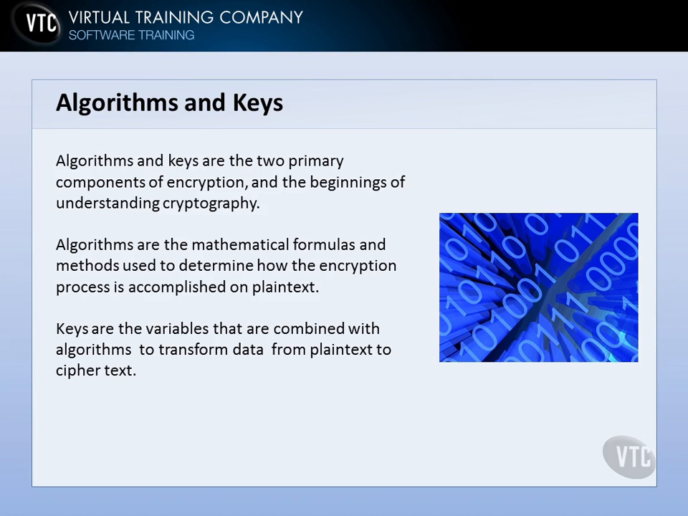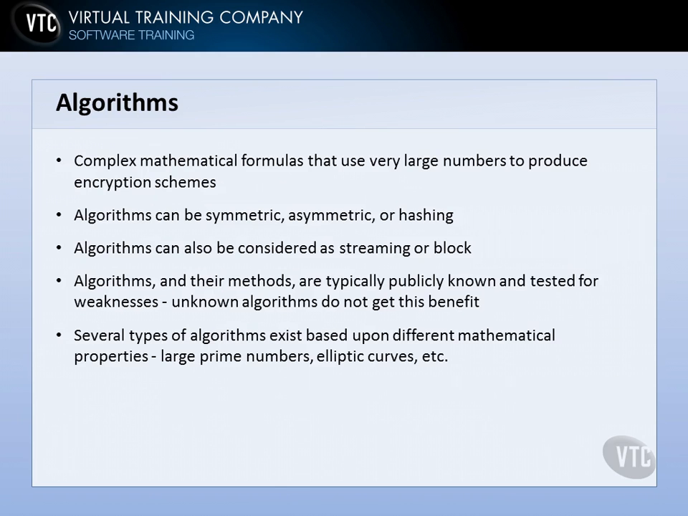The keys, on the other hand, are the variables that are combined with these algorithms to transform this plain text data into ciphertext. Let's talk about the algorithms a little bit more in depth. Algorithms, as I said, are complex mathematical formulas. And in general, they use very large numbers to produce encryption schemes, and which numbers they use really depends upon the algorithm itself. Algorithms are classified in several different ways. You can slice them and dice them a couple of different ways, in fact. First of all, they can be symmetric or asymmetric. They can also be hashing algorithms, and we're going to cover those three types of algorithms a little bit later.